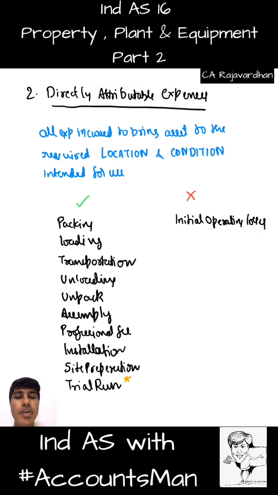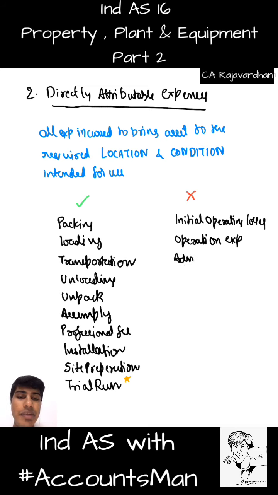That initial operating losses you incur are not part of the cost. Or any operating expenses in the normal course of operation, you incur that expense now also. It is not something incurred especially for the asset, isn't it? So it is not part of the cost of the asset.